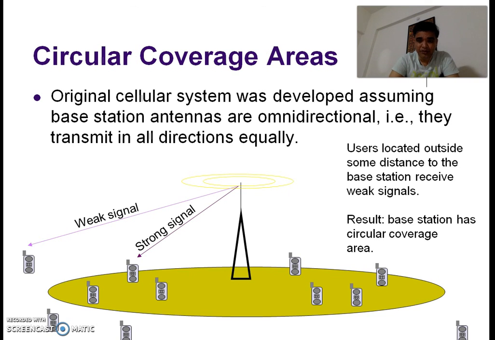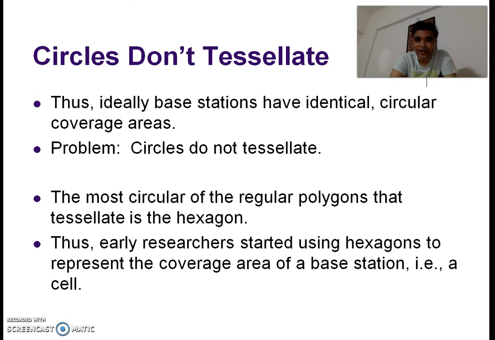The original cellular system was developed assuming base station antennas are omnidirectional. They transmit in all directions equally. Users located outside some distance from the base station receive weak signals. As a result, the base station has a circular coverage area. Thus, ideally, base stations have identical circular coverage areas. The problem is, circles do not tessellate.